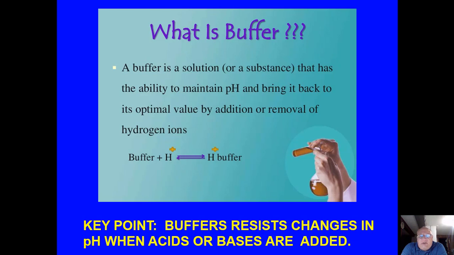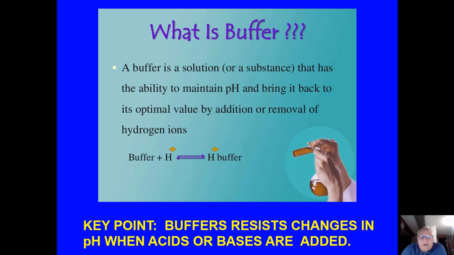It's basically a solution that has the ability to maintain pH, bring it back to its optimal value by addition or removal of hydrogen ions. Take a look there. There's the buffer plus the hydrogen ion. And you notice those purple arrows that go back and forth? That's saying that the reaction is reversible. It means it could go to the left or go to the right.